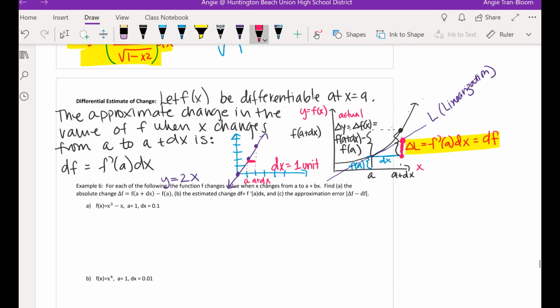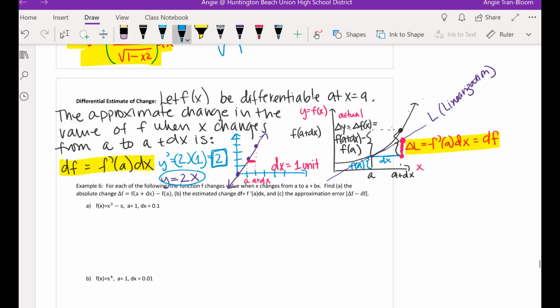So what is the approximation for the change in y? Well, based on the formula they gave us, the approximation for the change in y is the first derivative at a times the change in x. So if I gave you y equals 2x, y prime is 2, times dx, the change in x, which is 1. So the approximation of the change in y, if I were to go from a to a plus dx, should be 2 units, okay?